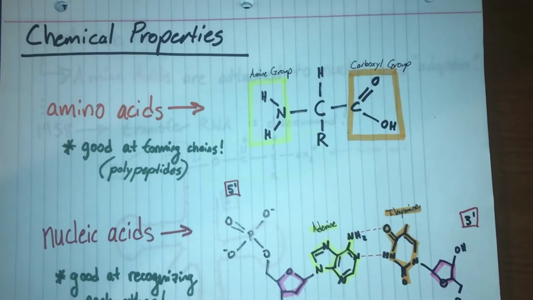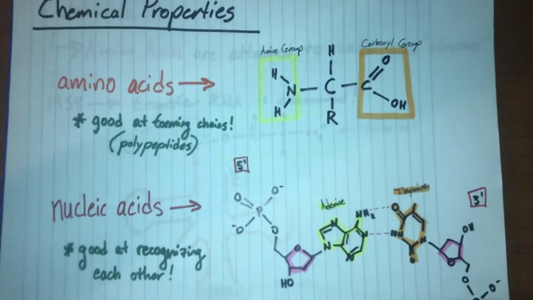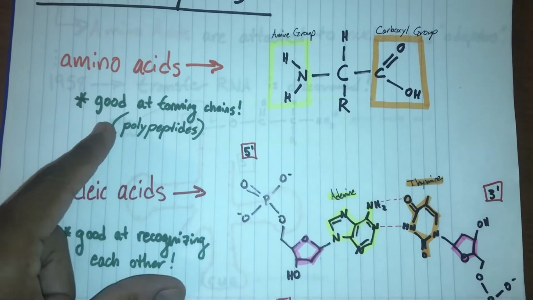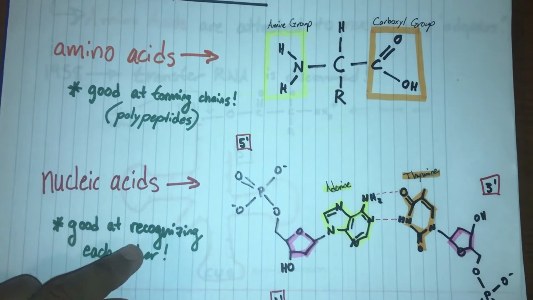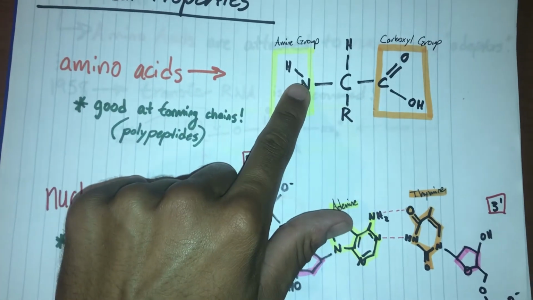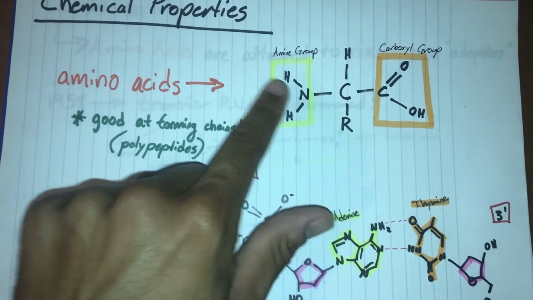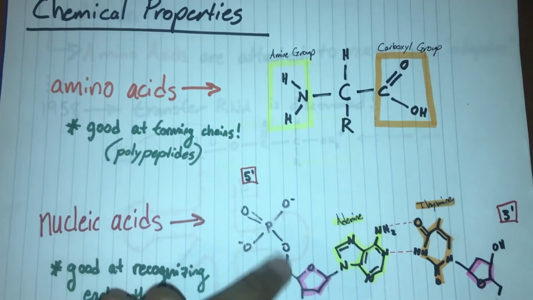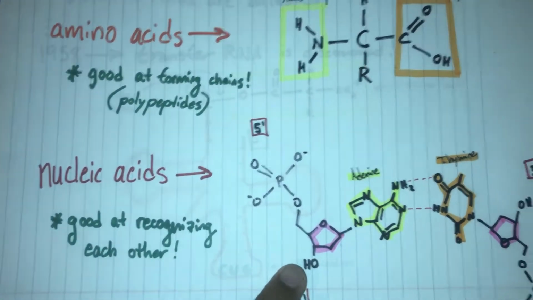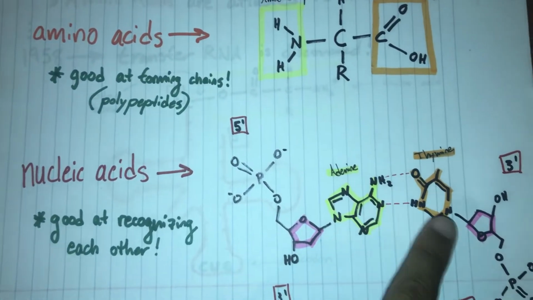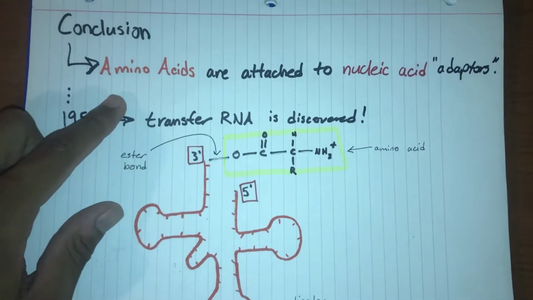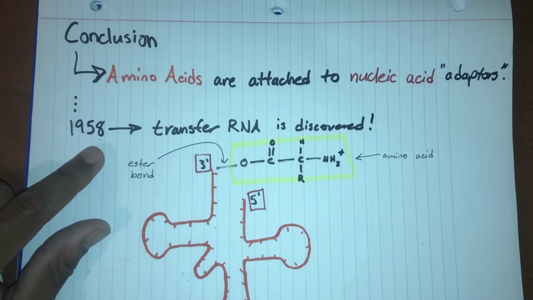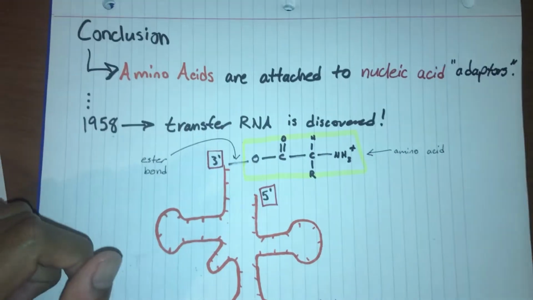To figure this out, Francis Crick looked at the chemical properties of amino acids and of nucleic acids, amino acids being good at forming polypeptide chains, nucleic acids being good at recognizing each other. Through the amino acid, the amine group will bond to a carboxyl group next to it, and then this will form a chain going on and show your expressed protein. And then over here, nucleic acids are good at recognizing each other with this hydrogen bonding that they have going on. Crick concluded that amino acids are attached to nucleic acid adapters, and then a little bit later in 1958, tRNA, or transfer RNA, was discovered.